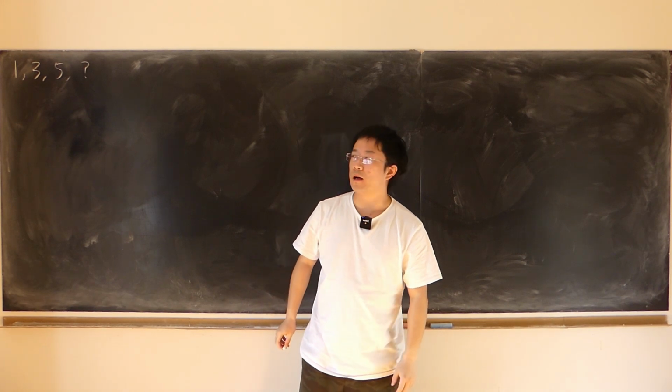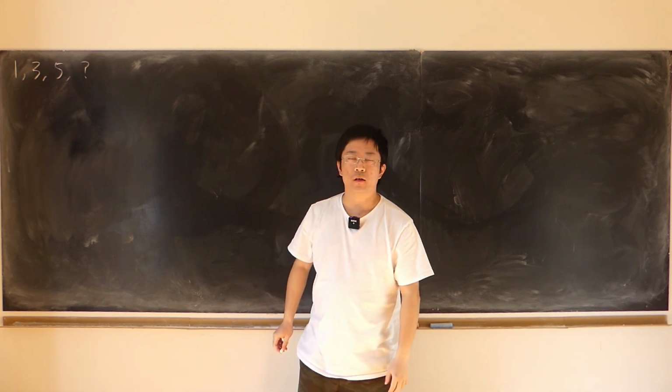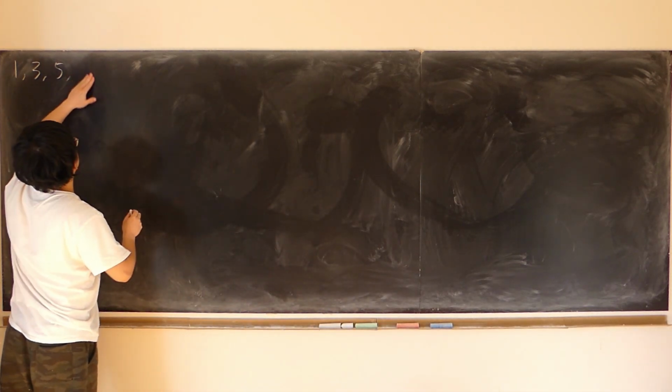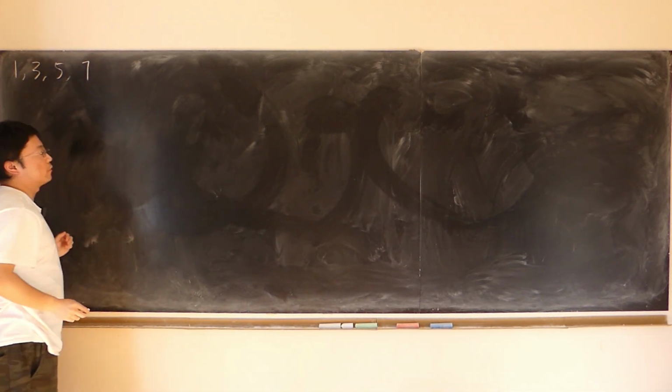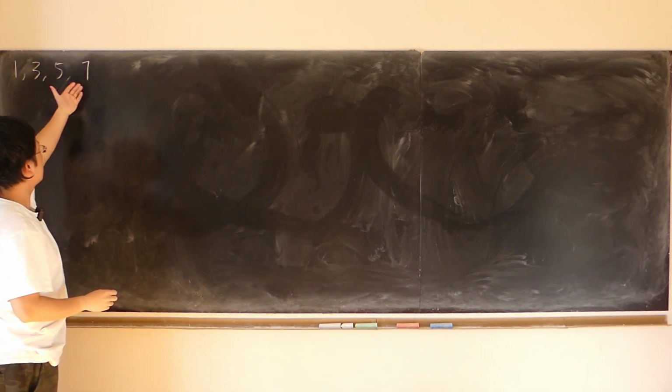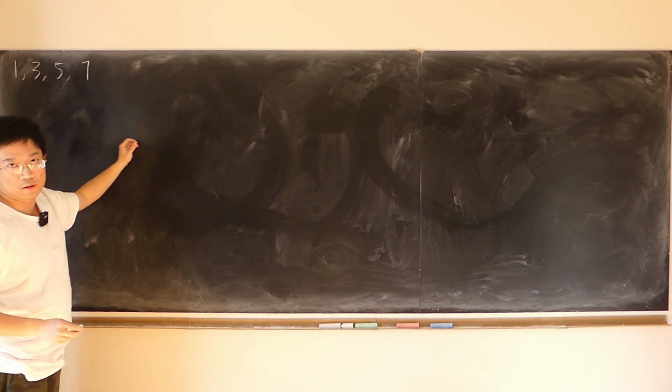What's the next number after 1, 3, and 5? If you say 7, I say it's correct. If you say it's any number, it's also correct. Not just 7, 8, 9, 10, whatever number, also correct.